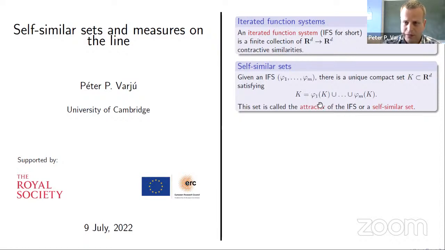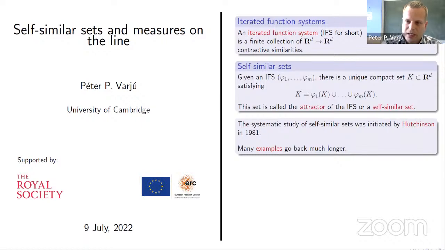So K is equal to phi_1 K union etc. phi_m K. Now that set is called the attractor of the iterated function system. Or if you don't want to refer to the IFS, then we call it a self-similar set. So the systematic study of these objects was initiated by Hutchinson in 1981. So it's a relatively young subject, only 1 year older than me. But many examples go back, in fact, much longer.